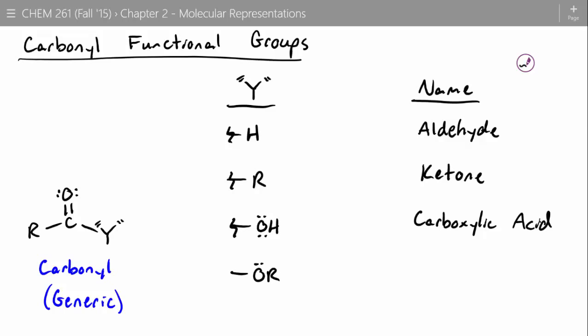Next one isn't an ester. Instead, we've got this OR group coming off. What do we call that? Or it's not an ether. I gave it away. It's an ester. This is one of my favorite functional groups. This is what gives bananas their strong smell, blueberries, strawberries. Most of the fruity smells we get are esters.